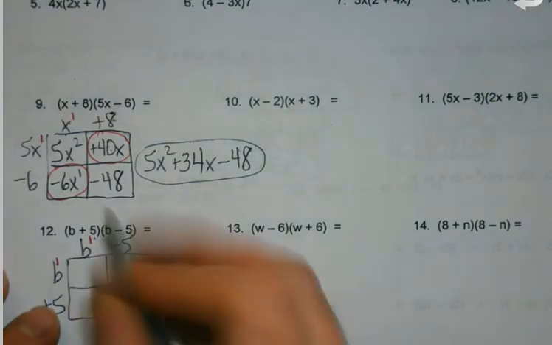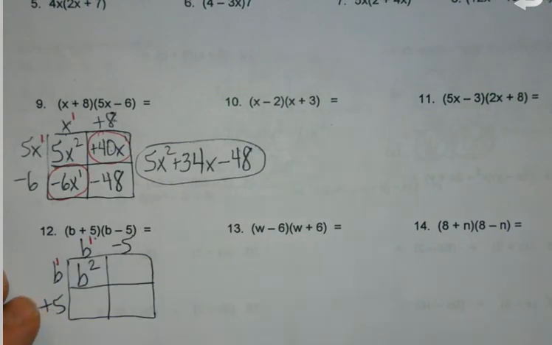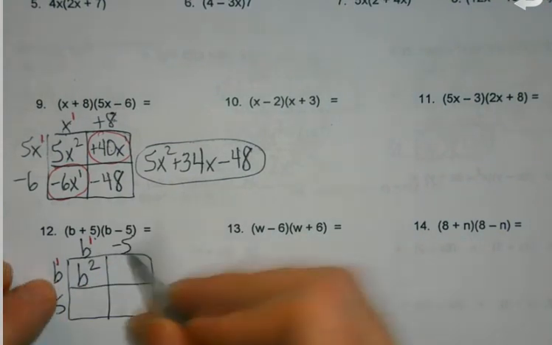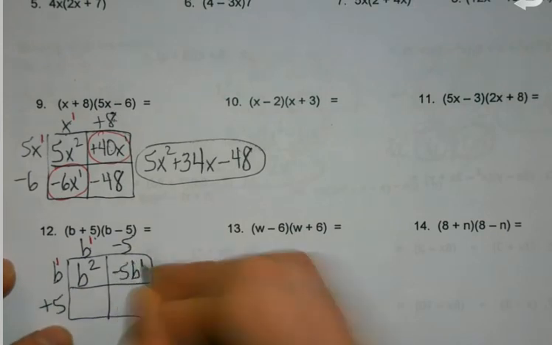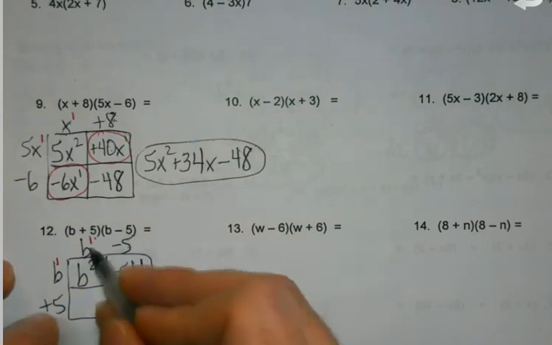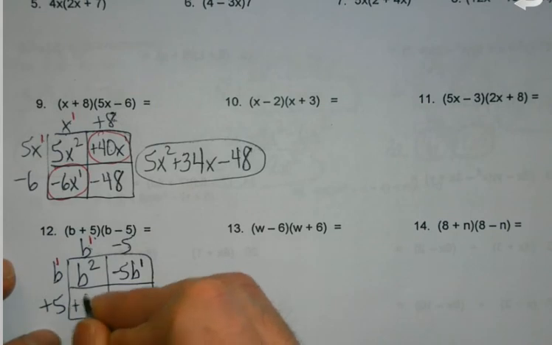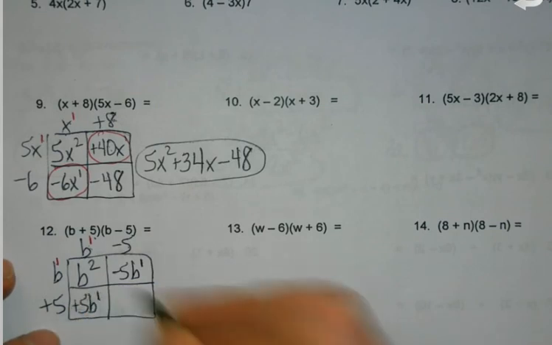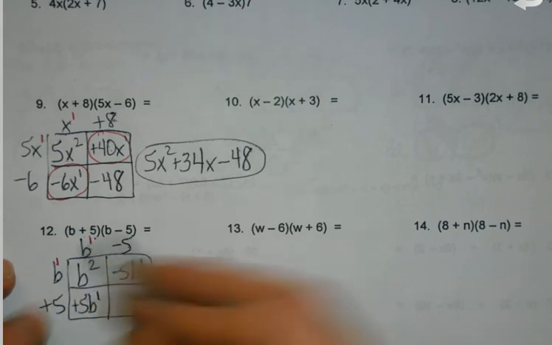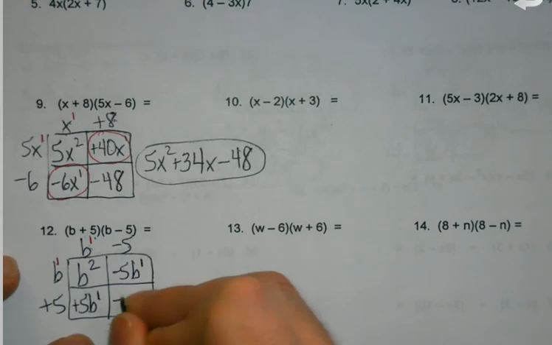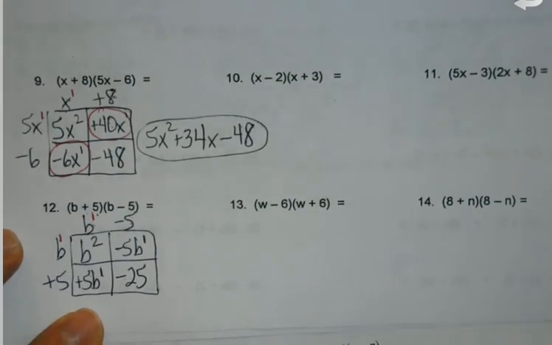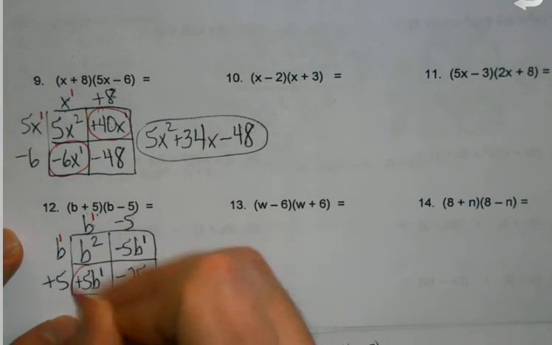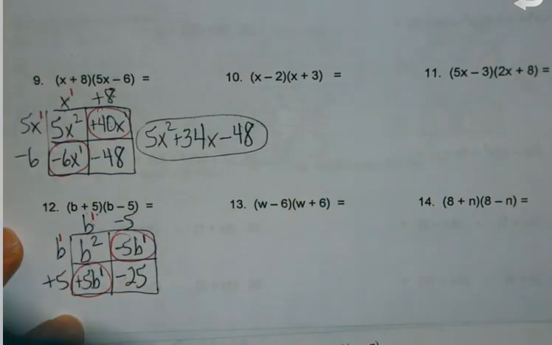b's, I add up my exponents because I'm multiplying. We multiply to fill in the box, and then we combine like terms. So I've got a negative 5, b to the first. I've got a positive 5, b to the first. And 5 times negative 5 is negative 25. And again, my diagonals are my like terms.